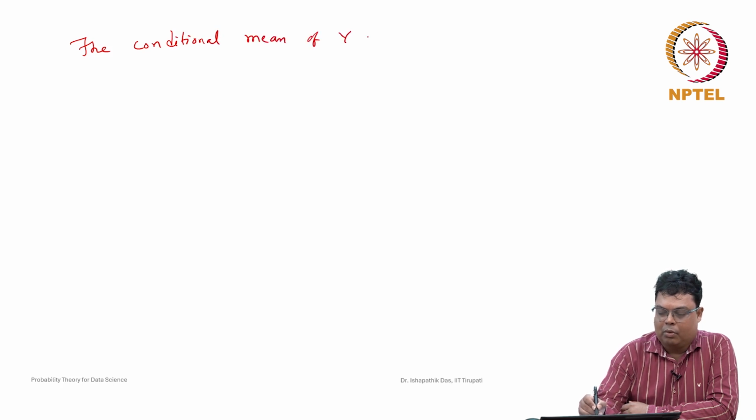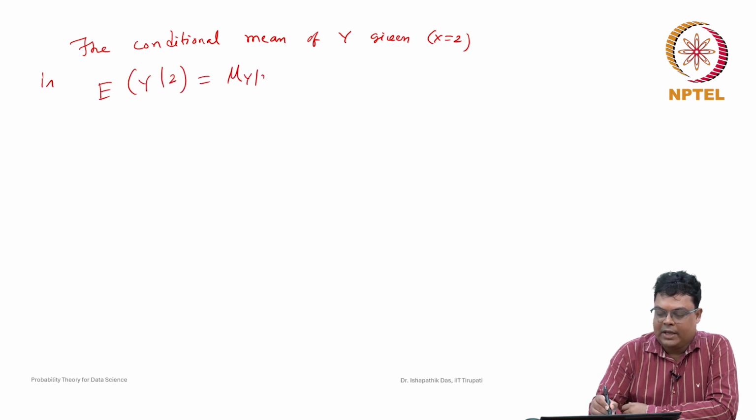Conditional probability mass function. Now with respect to that we will find the conditional mean of y given x equal to 2. So it is defined as the expected value of y given x_i is 2 here, so mu y given 2.